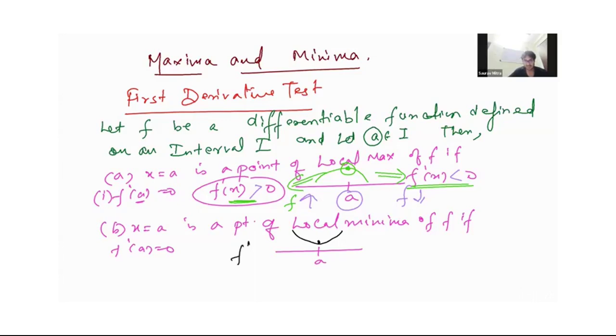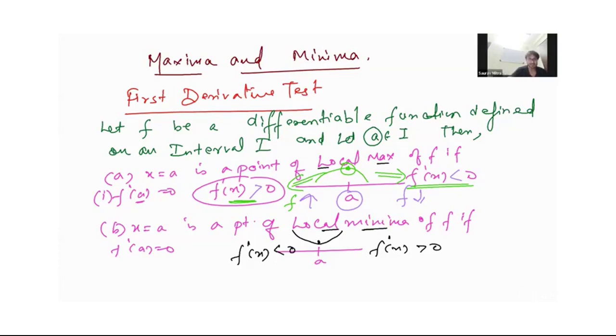So here, if the graph is increasing, it means your f dash x is greater than 0. If your graph is decreasing, it means your f dash x is less than 0. Whatever the nature of the graph is near a will give you the local max and local min point. If near a the graph is increasing, then decreasing, you will get a local max point, and around a, if your graph is decreasing, then suddenly increasing, you will get your minimum point.